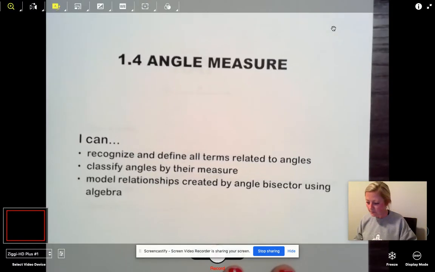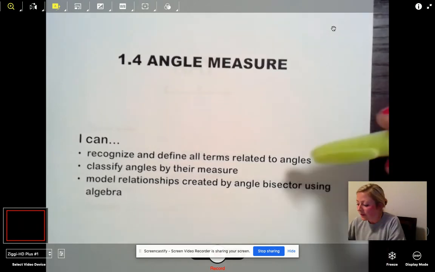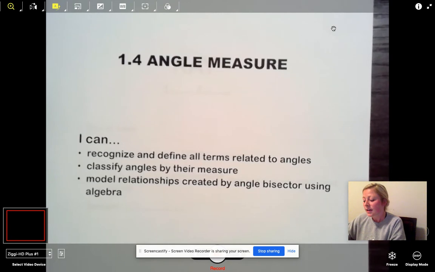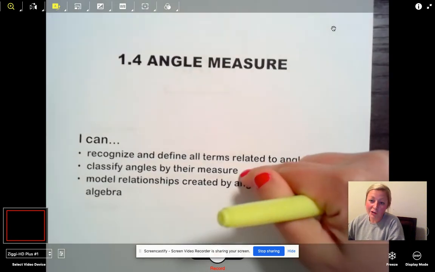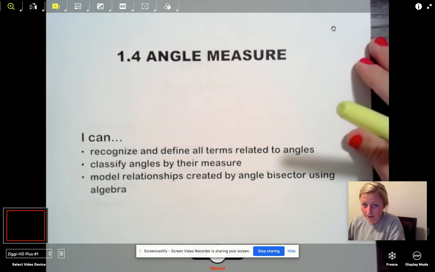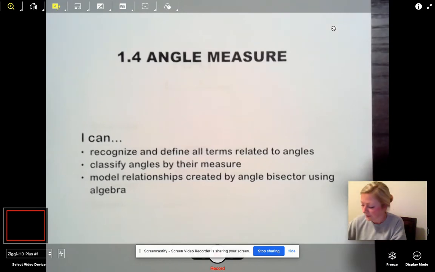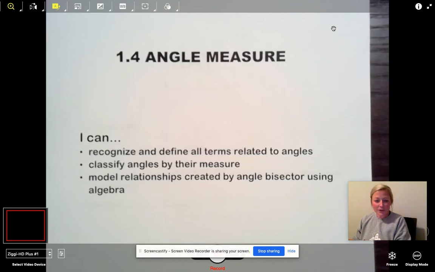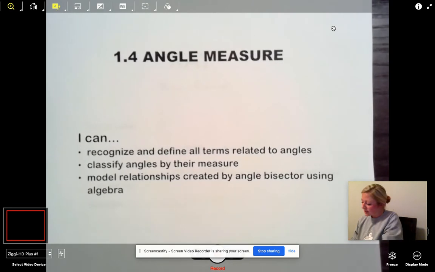Okay, let's get rolling here right away. After today's lesson, you will be able to define all terms related to angles. Yes, you will be able to do that. Classify angles by their measure. I know you guys can do that right now because that's like third grade math, I feel like. And you will also be able to model relationships created by angle bisectors using algebra. So we're going to throw some algebra in the mix today too. So without further ado, let's get started.